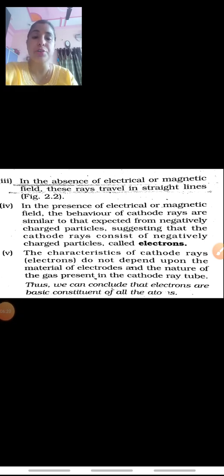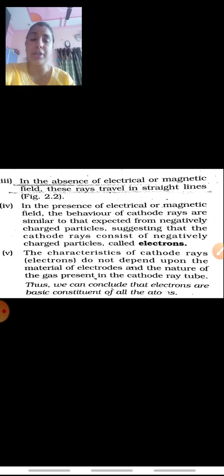In the presence of electric or magnetic field, the behavior of cathode rays is similar to that expected from negatively charged particles. This suggests that the cathode rays consist of negatively charged particles called electrons. This was the discovery of electrons. That means the cathode rays are behaving in the similar manner that a negatively charged particle can behave. So it was considered to be made up of electrons.